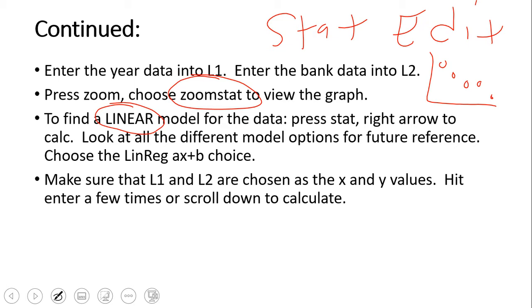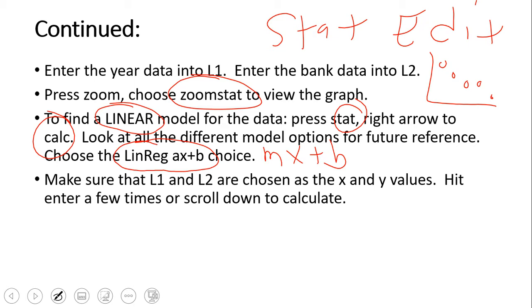In order to find the linear model, you're going to press the stat key. Then you're going to right arrow over to the word calc. You're going to see all the different options for future reference. Make sure you choose the LinReg, that means linear regression, and make sure you choose the one that is ax plus b. There are 2 different options. If you choose the one that's ax plus b, you're really choosing the one that's y equals mx plus b, and that's exactly what we want.